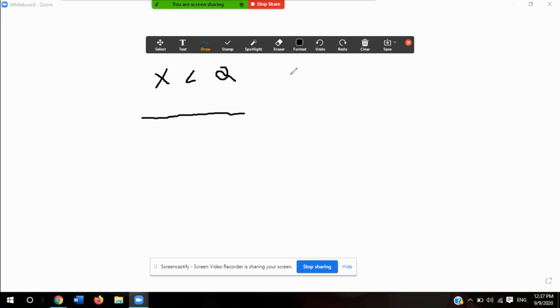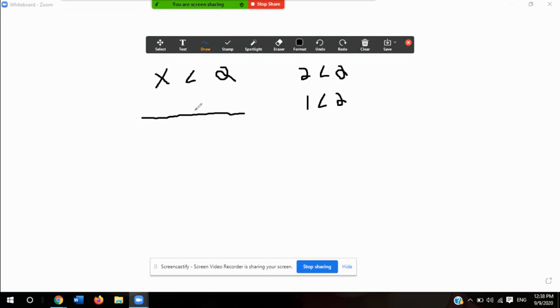Now, this can be confusing. So what I would do is try to make this statement true. X is less than 2. What number can I think of that is less than 2? Can I say 2 is less than 2? No, because 2 is equal to 2. So 2 is not going to be part of my answer. Can I say 1 is less than 2? Is 1 a smaller number than 2? Yes, it is.